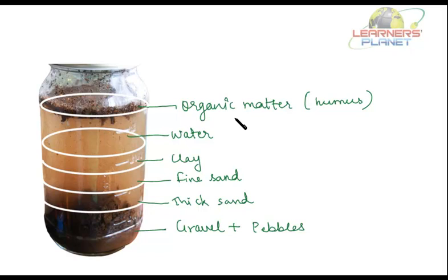So remember that the composition of the soil affects the plants and therefore the animals that can live there. And accordingly, these layers are formed, which forms the soil profile. Right? So that was all about the composition of soil.